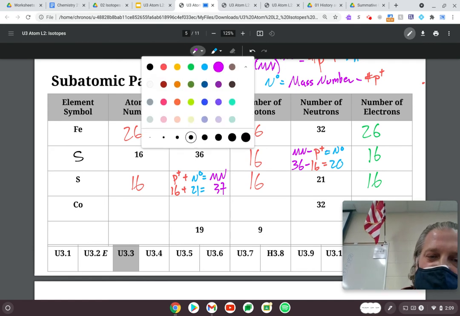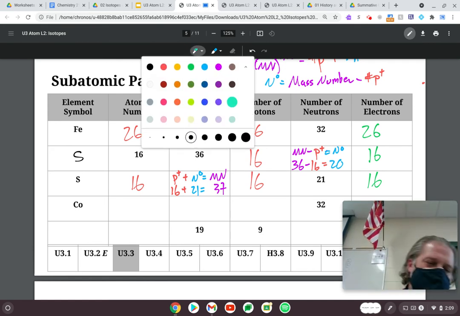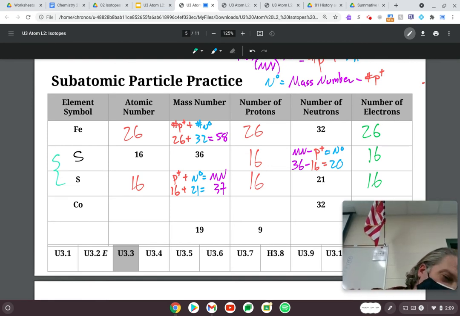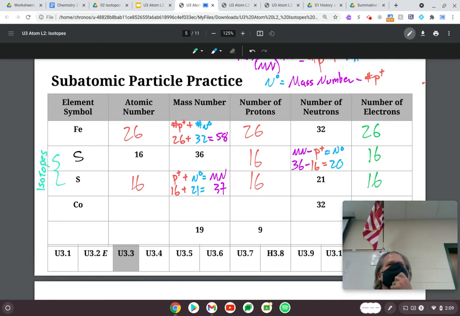So what happened is that means that these two atoms of sulfur are isotopes of one another. So now we're going to go ahead and give it the old GHS try. You're going to try the next two rows. Ready, set, do the next two rows.